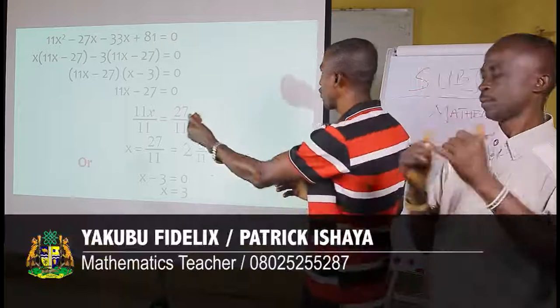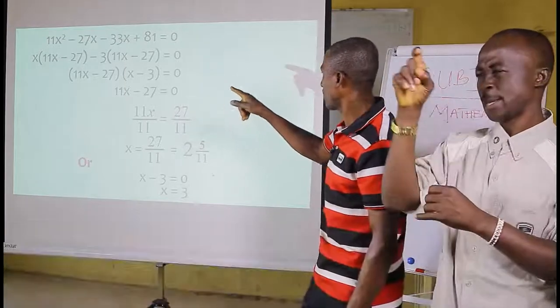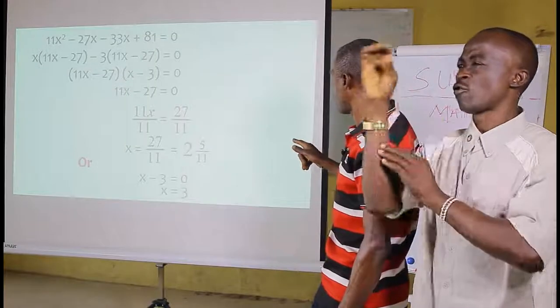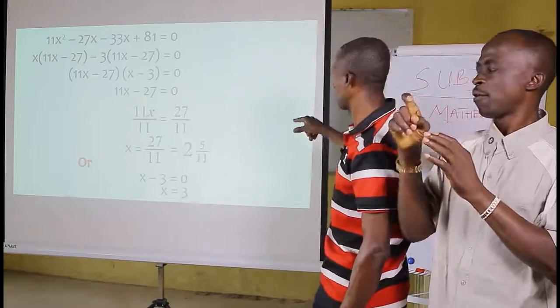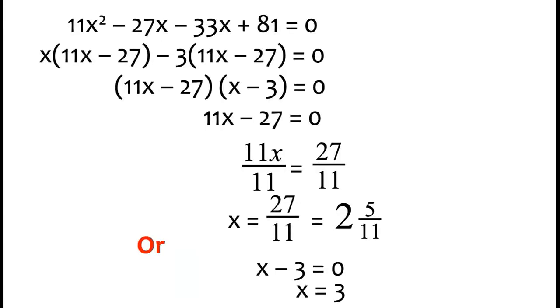Now, I pick the first expression. Either 11x minus 27 equals to 0, or x minus 3 equals to 0. So if you consider 11x minus 27 equals to 0, to find the value of x, I divide both sides by the coefficient of x, which is 11. So 11x divided by 11 equals 27 divided by 11, minus 27 crosses to become positive 27. 11x divided by 11, the answer is x. x equals 27 divided by 11, the answer is 2 whole number 5 over 11. So our x equals 2 5/11.